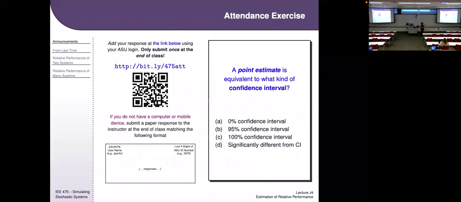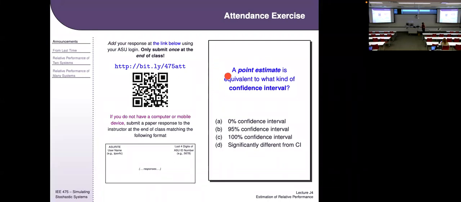Okay, so let's do a quick attendance exercise. The question is on the slide here. For some reason the chat on my main machine is gone. Normally I like to type the link into the chat, but I can't do that right now. So for those of you online, you'll just have to type that in yourself or use the QR code. But the question is right there.